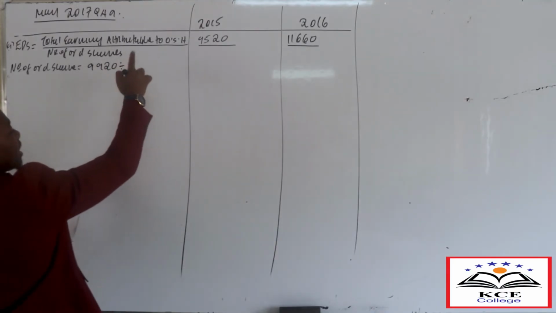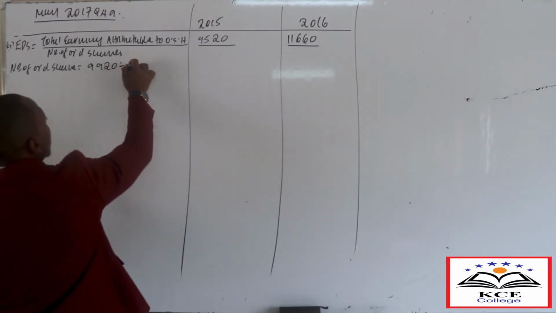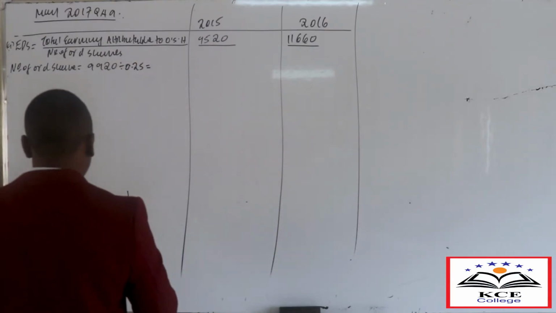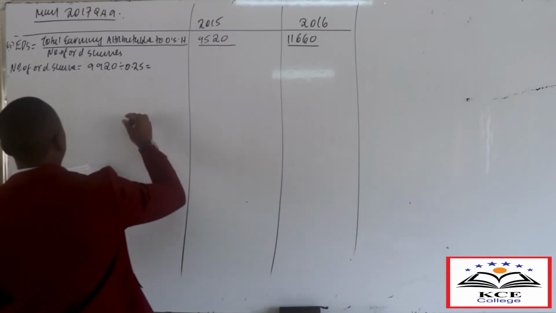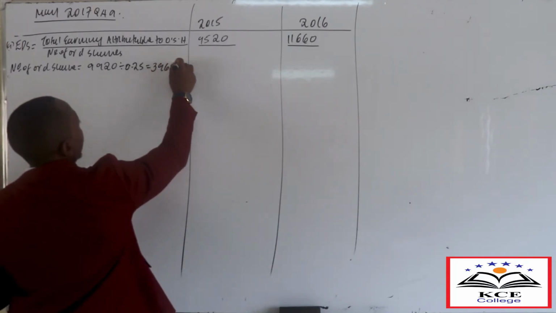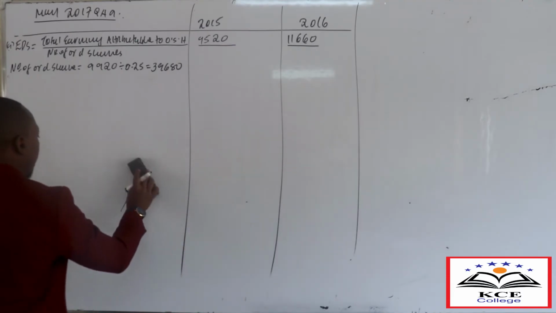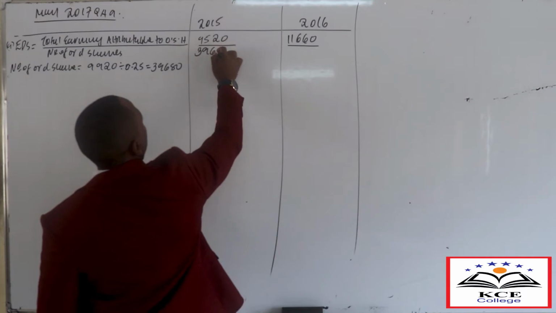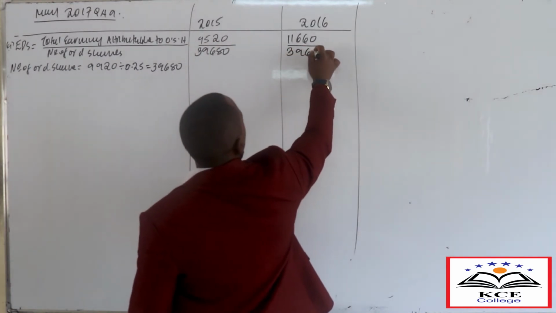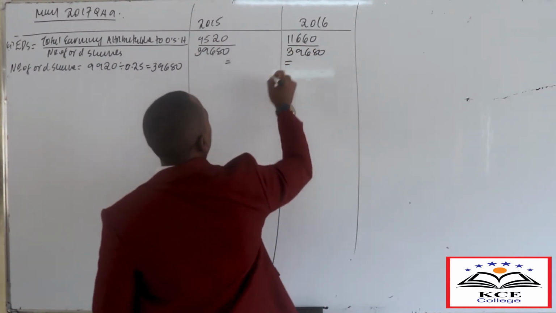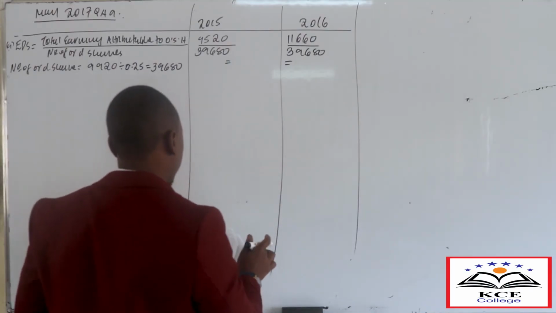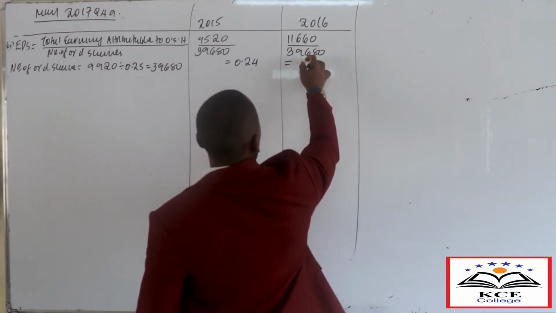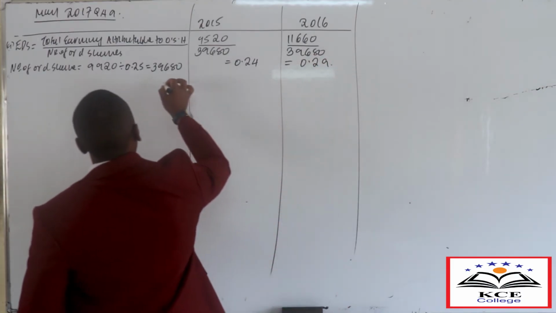You divide by the par value, which is 0.25, so that now you can determine how many ordinary shares the company has. And you get an amount of 9,680. So therefore, you divide by the number of shares, 9,680. For the 2 financial years, the number of shares or the share capital was the same. So the earnings per share is 0.24 here, and here you have 0.29.